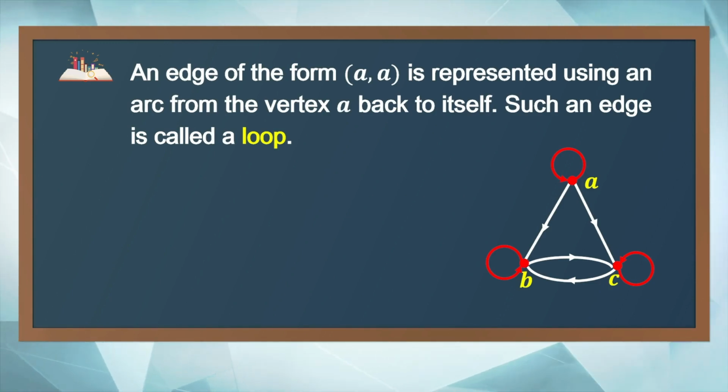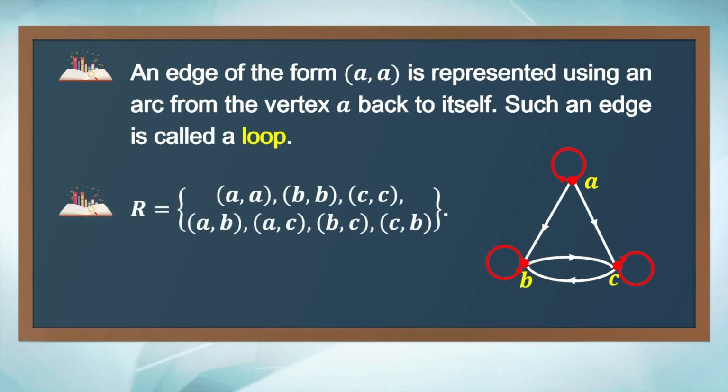What are the ordered pairs in the relation represented by the directed graph shown here? A is related to A, B is related to B, C is related to C. A is related to B, A is related to C, B is related to C, C is related to B. Relation R is the set of these ordered pairs. We can represent relations on a finite set using diagrams.